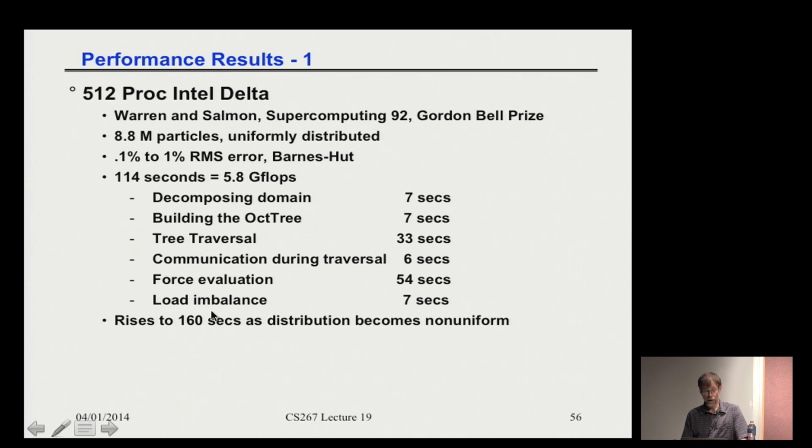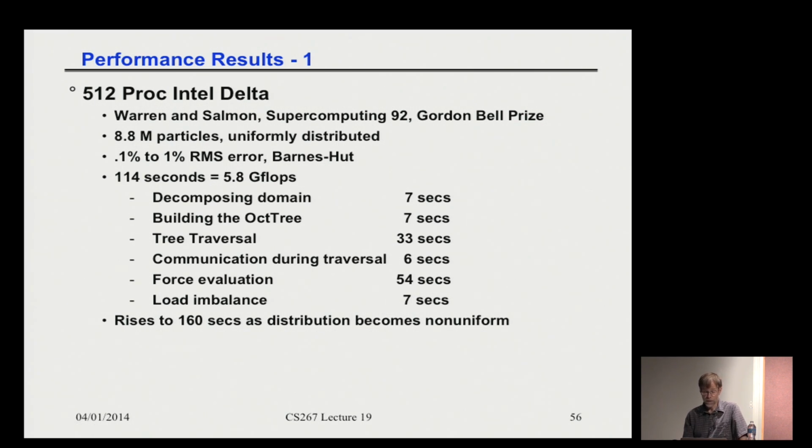And what happens if we go to a non-uniform distribution, which I think is where they put all the particles on the surface of a sphere or something like that? It went from 114 seconds to 160 seconds. So the load imbalance becomes more problematic when it's a non-uniform distribution. So yeah, that was the first set of results.